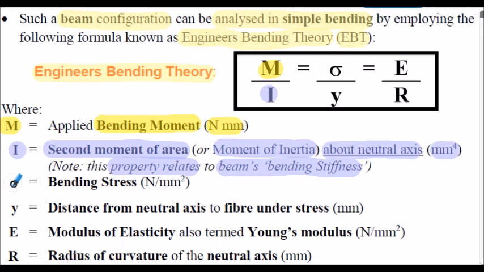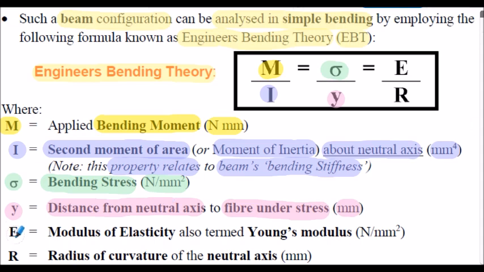Lowercase sigma is the bending stress in newtons per millimeter squared. Symbol Y is the distance from the neutral axis, the zero strain position within our beam, to the fibre under stress, the fibre we're considering, and Y will be stated in millimeters in the calculations we're undertaking here. And for the standard sections we'll be reviewing, Y is always half of the section depth.